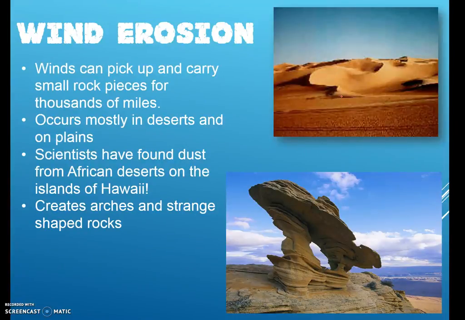Next, which can often be seen in deserts, is wind erosion. Wind can pick up small pieces of rock and sand and carry them for thousands of miles. As I said, this occurs mostly in deserts and on plains. And a crazy fact, scientists have actually found dust from African deserts all the way on the other side of the earth in Hawaii. So when wind erosion happens, it can often create arches along with strange shaped rocks.